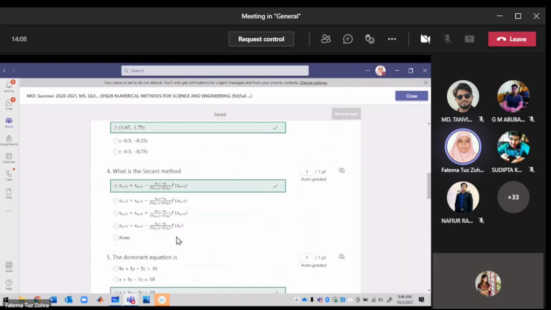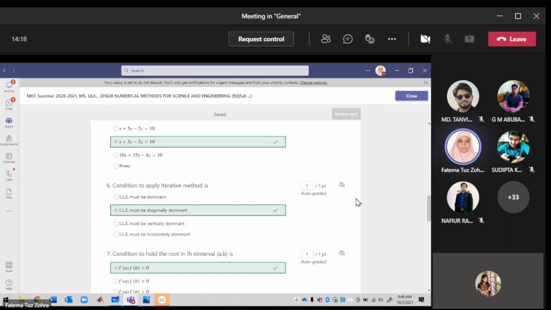So next one is simple, just what is the secant method? So this is the secant method, done. Then the next one is, which one is the dominant equation? So 1 plus 3 is 4. 4 is obviously less than 5. So this is the dominant equation of Z.